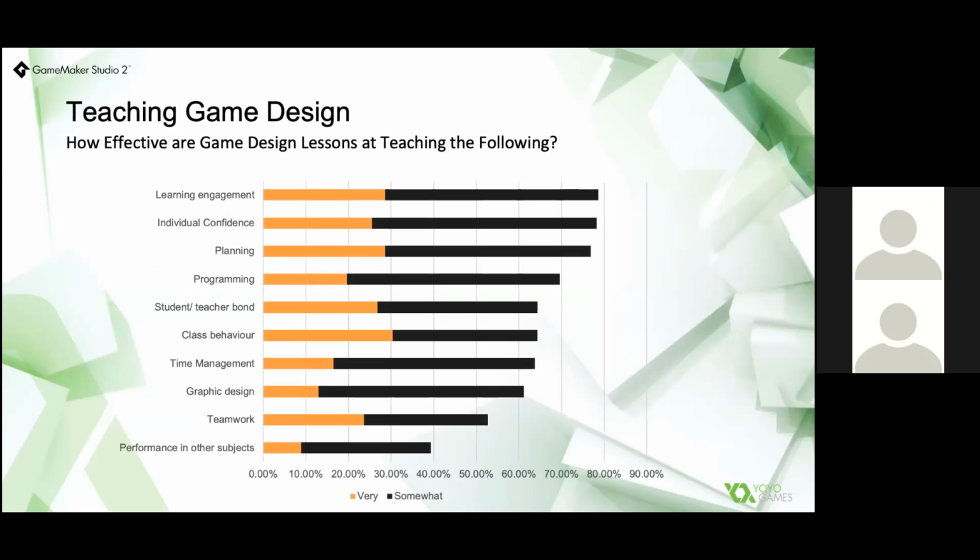So we sent out a questionnaire to our teachers at the start of November 2020. The responses are consistent with when we asked the same questions back in 2019, with planning, individual confidence, and learning engagement all scoring more than 75% when it comes to being rated somewhat effective or better. When we asked how effective are game design lessons at teaching the following, you can see the positive results on the slide. I think one that's interesting on here is the student-teacher bond, which sits quite well at 65% as well.